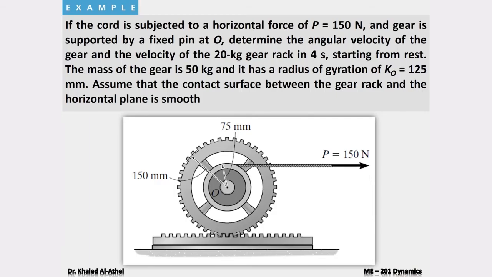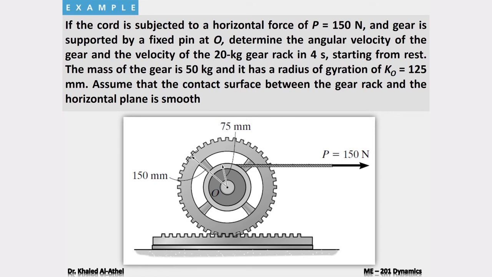Now let's look at the second example. If the cord is subjected to a horizontal force of 150 Newton as shown, and the gear is supported by a fixed pin at O, meaning that the gear does not move in a general plane motion, it is rotating around O. Determine the angular velocity of the gear and the velocity of the 20 kilogram gear rack that is in the bottom in 4 seconds, starting from rest.